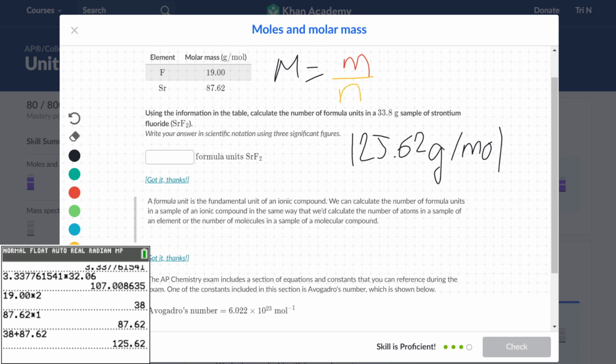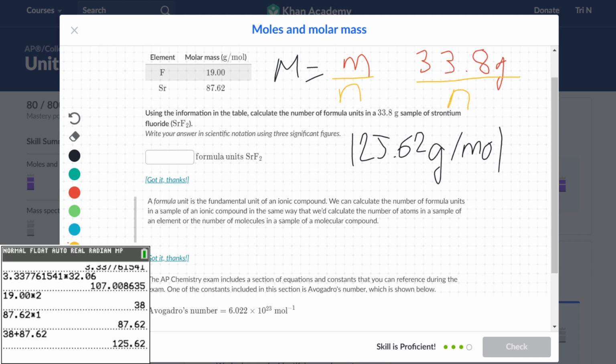If we look at the unit, grams per mole. Grams is mass. Mole is amount of mole. So mass over mole, or m over n, small m over n. And we can fill those things in. So we have mass, or the mass is 32.8 grams. So that will equal 32.8 grams, and then divided by n. And that should give us 125.62 grams per mole.